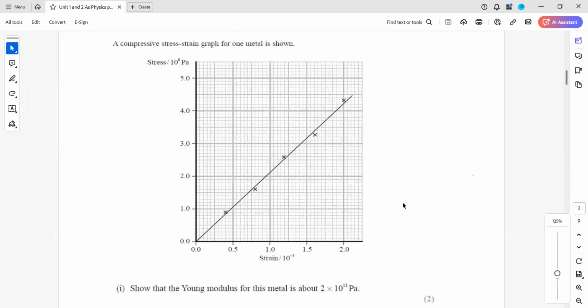For a stress and strain graph, the Young's modulus is actually equal to the gradient. Young's modulus is denoted by E, which is the gradient of the stress and strain graph. So you can take any 2 points. The first point on the x-axis you will take as x1. The second point on the x-axis you will take as x2.